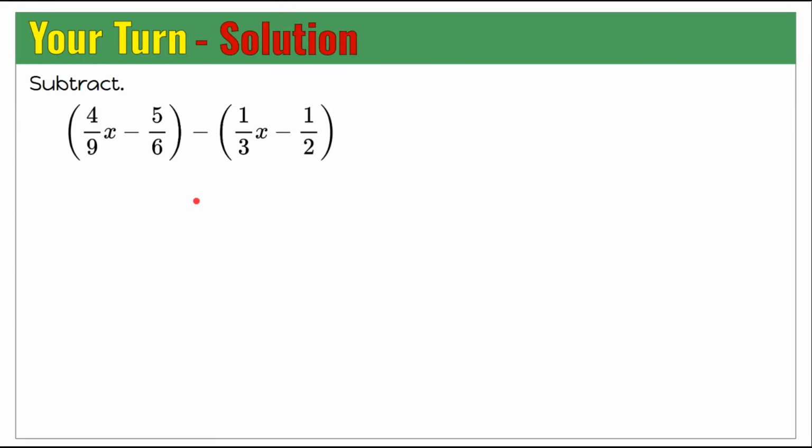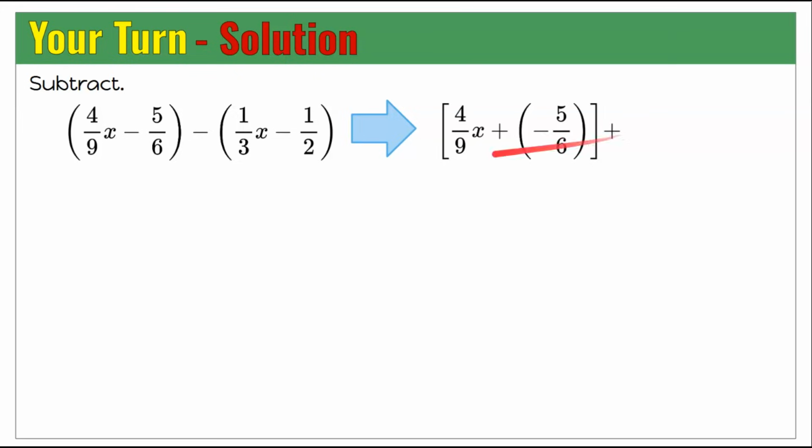Welcome back. So I'm going to rewrite as addition. So 4/9 x add -5/6. 4/9 x add the opposite, add -5/6 x. I've already changed my subtraction to addition, which means I've got to find the additive inverse of each term inside.